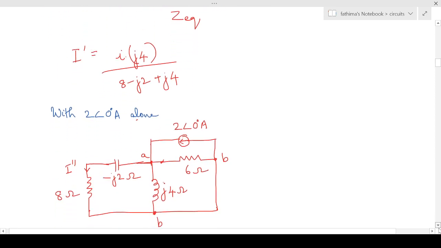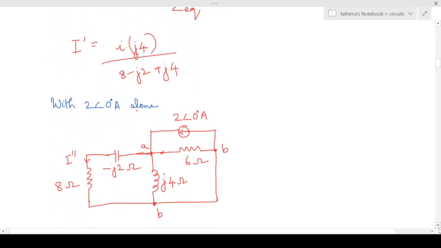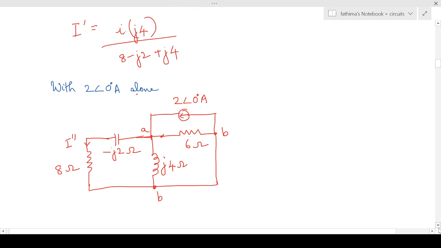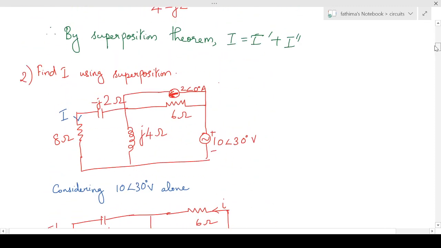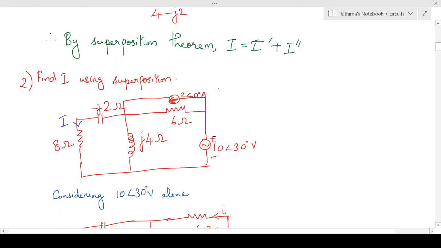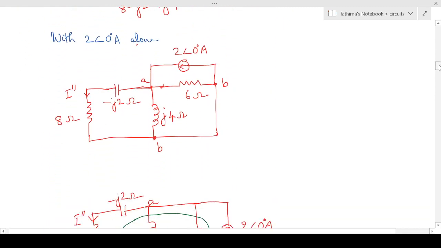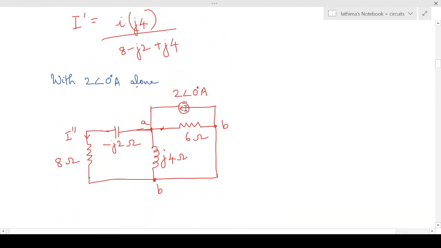Next you have to calculate the current flowing through 8 ohm with 2 angle 0 degree ampere current source acting alone. So we will set the voltage source equal to 0. So we have set this voltage source 10 angle 30 equal to 0 in this case, and we are considering only this 2 angle 0 degree ampere current source.